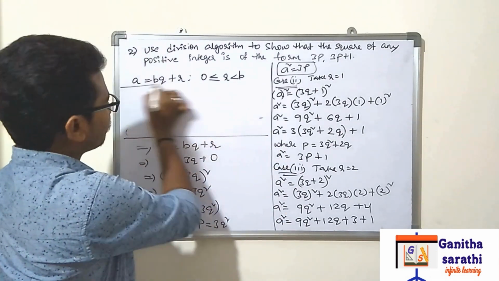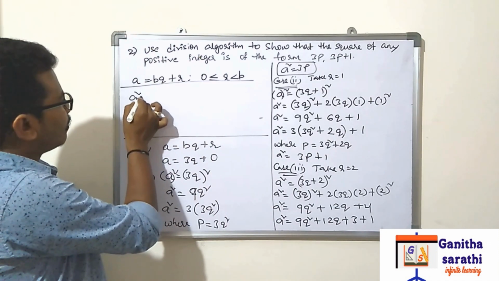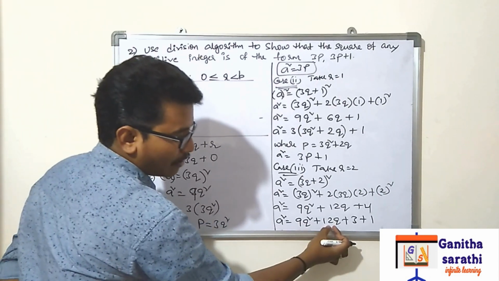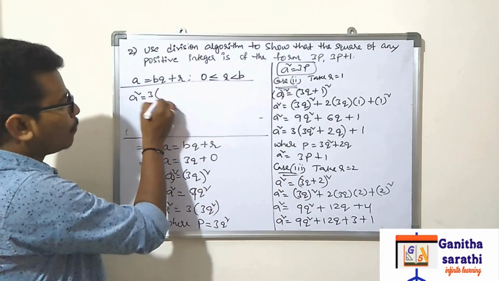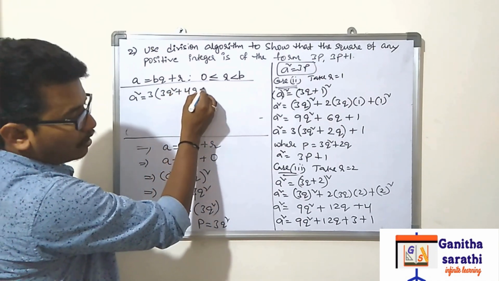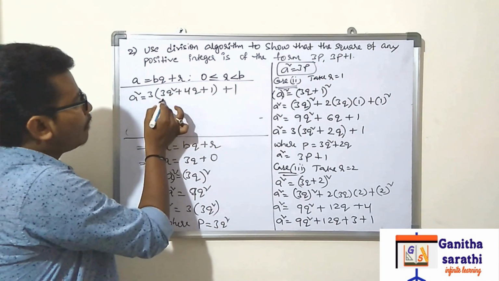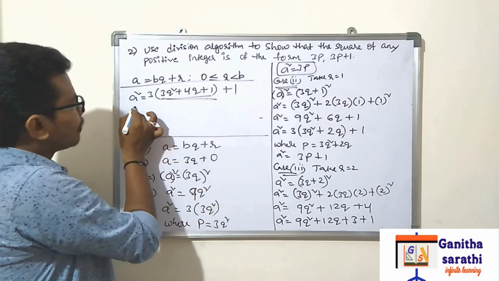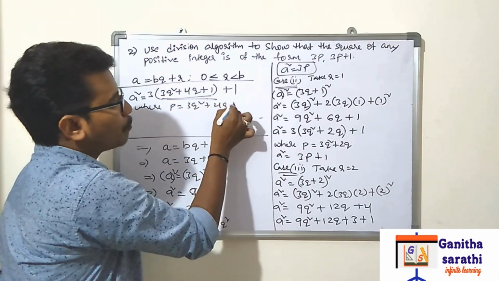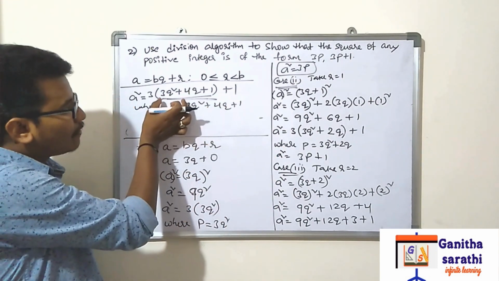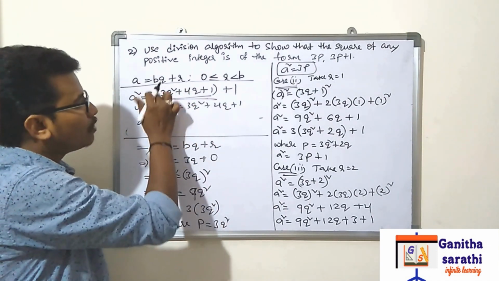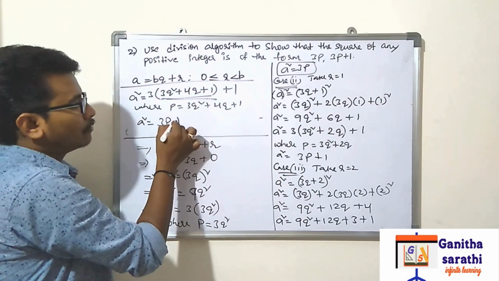Because in this a square, we take 3 common in these three parts. You can take 3 here, here and here also, right? So take 3 as the common part. What you will get: 3 3s are 9, 3 4s are 12, 3 1s are 3, plus 1. We can take the p value of this one, where p is equal to 3q square plus 4q plus 1. Now a square is equal to 3 into p, 3p plus 1.